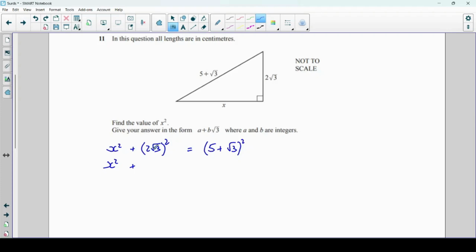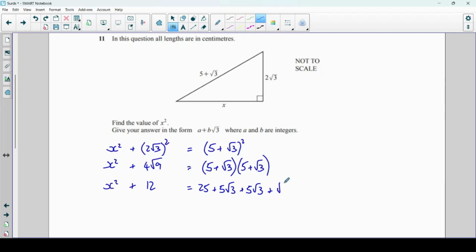When I square this one, well, I'm going to square the 2, that's 4, and square the root 3, that's square root of 9. For this one here, maybe we'll write it as two brackets first of all. That means 5 plus root 3 times 5 plus root 3, and we're going to do firsts, outsides, insides, lasts, as we always do. On the left hand side, square root of 9 is 3, so this says 4 times 3, which is 12. And here, the firsts, well, 5 times 5 is 25. Outsides, 5 times root 3 is 5 root 3. Insides, same thing, 5 root 3. And then the lasts, root 3 times root 3 is root 9.